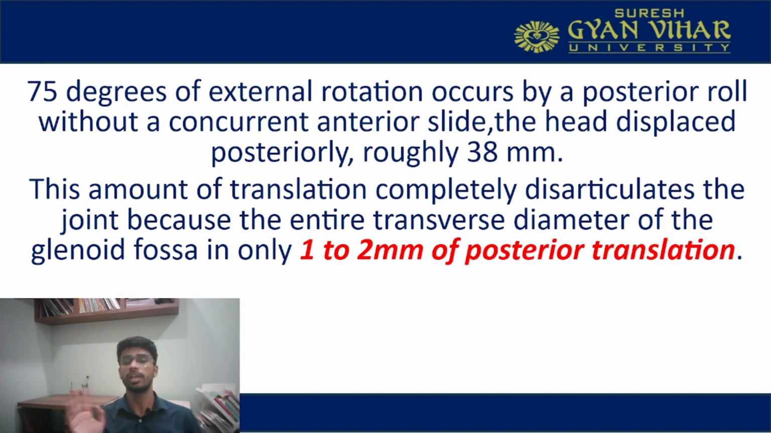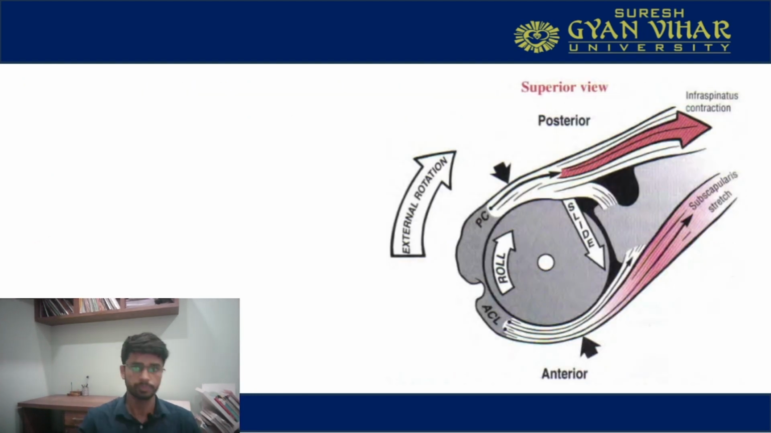But this does not happen. If this had happened, your joint would be dislocated, because only 1 to 2 millimeters of posterior translation is possible because of this transverse diameter. Because sliding is there, your head will not roll that much into the posterior direction. There will be no translation of the head in the backward direction. This is the importance of sliding. Sliding is important for abduction and adduction also, and it is very important for your external and internal rotation also.